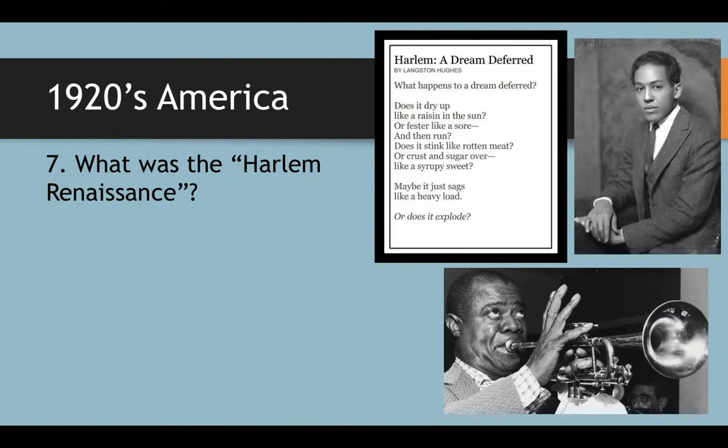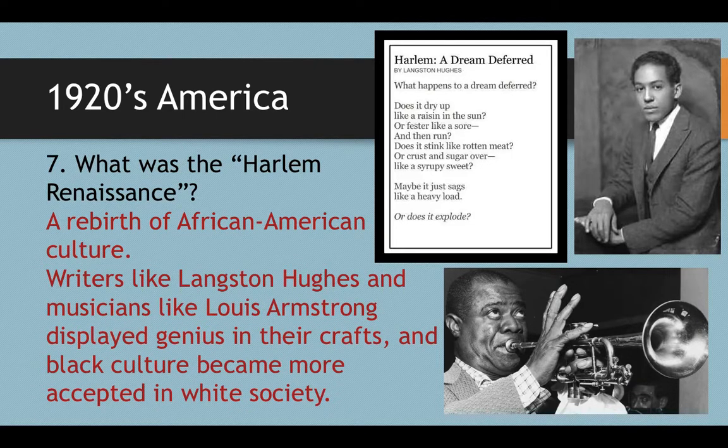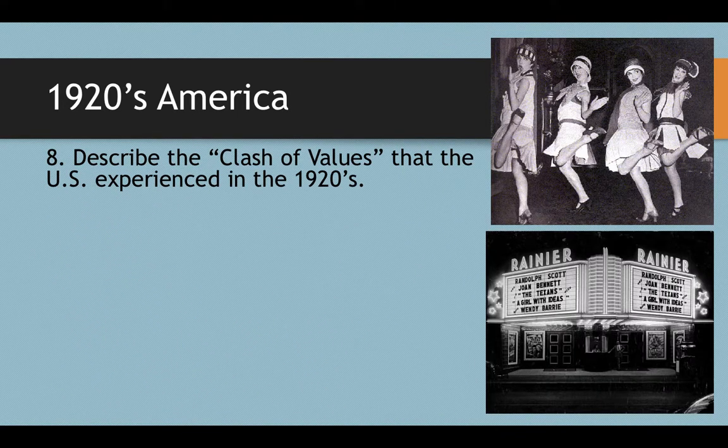The Harlem Renaissance also occurred in the 1920s, and this was kind of a rebirth of African American culture. Remember, the word Renaissance means rebirth, and this was a rebirth of African American culture, especially in mostly black neighborhoods like Harlem in New York City. So you have writers like Langston Hughes, musicians like Louis Armstrong. They really started to display their genius in their crafts, and black culture became much more mainstream. It became much more accepted in white society. Now, for the first time, you have white people listening to black music, reading books and poems that were written by black authors and poets. All right, so this was a big step forward for the African American community.